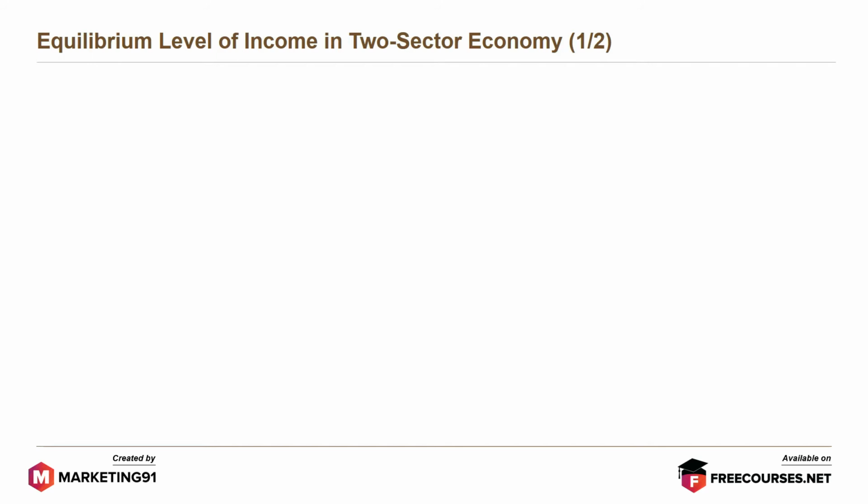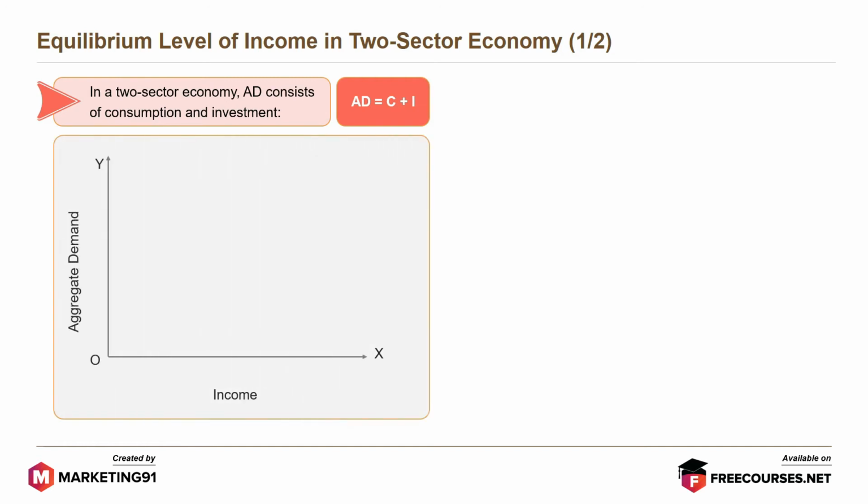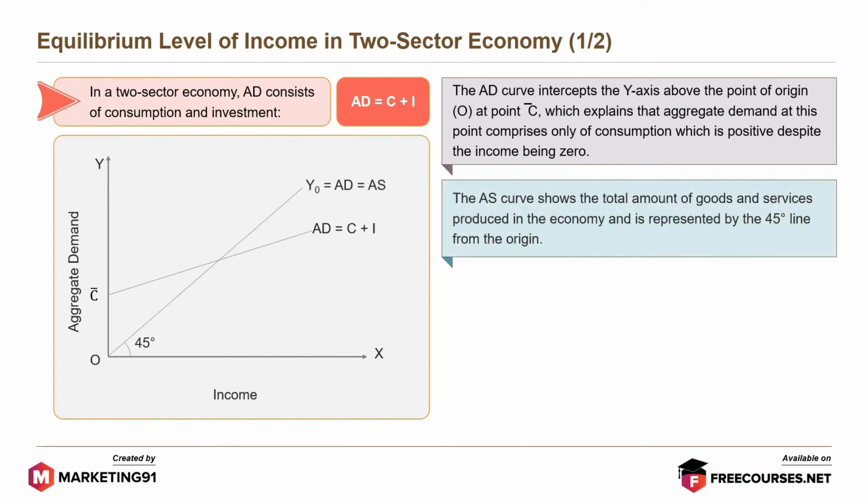Now let's understand equilibrium level of income in a two-sector economy. In a two-sector economy, AD consists of consumption and investment, that is, AD equals C plus I. To explain graphically, the AD curve intercepts the y-axis above the point of origin, which explains that aggregate demand at this point comprises only of consumption, which is positive despite the income being zero. The AS curve shows the total amount of goods and services produced in the economy and is represented by the 45-degree line from the origin.